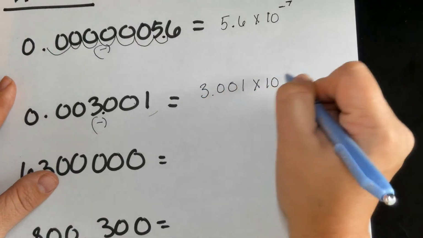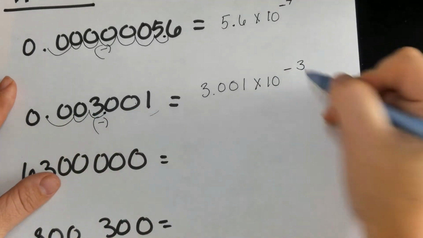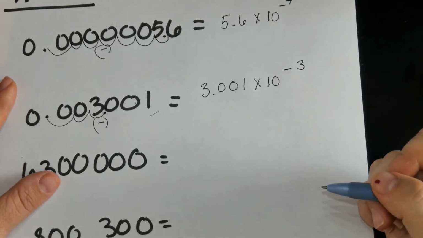Okay. We're holding some places. 3.001 times 10 to the negative what? Well, how many places? 1, 2, 3. To the negative 3rd. Okay.